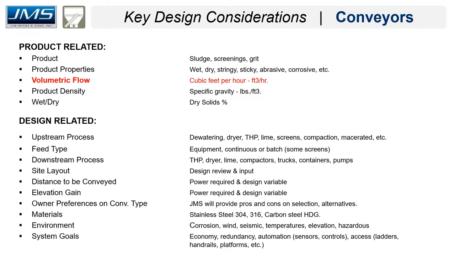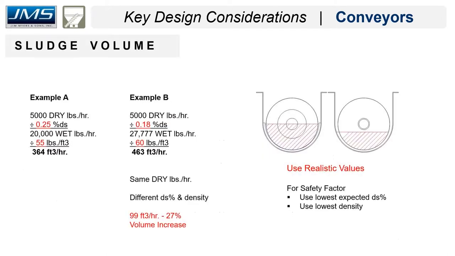After product conveyed, all of these design-related variables may affect the type of conveyor selected: upstream process, feed type, downstream process, site layout, distance to be conveyed, elevation gain, owner preference, materials of construction, the environment, and the system goals. After the conveyor type selection, volumetric flow rate is the starting point of sizing the conveyor.